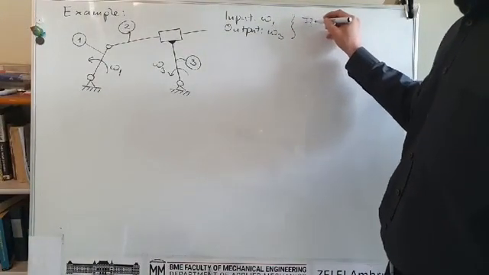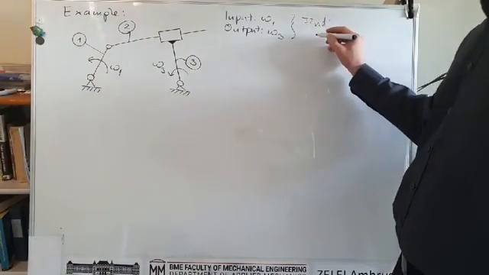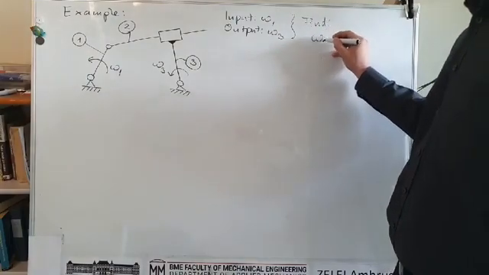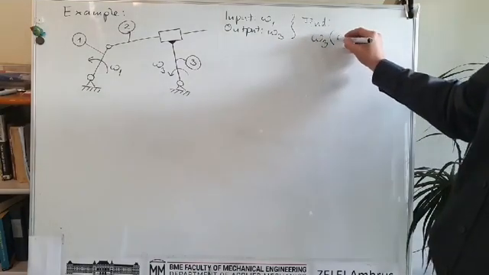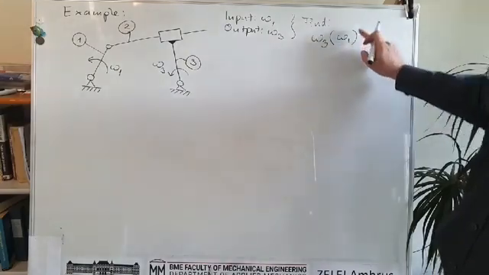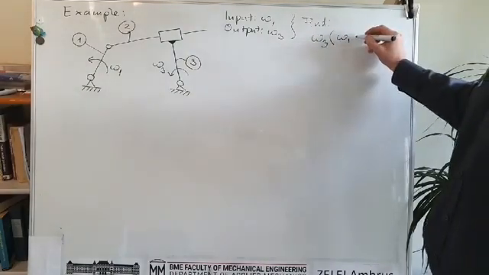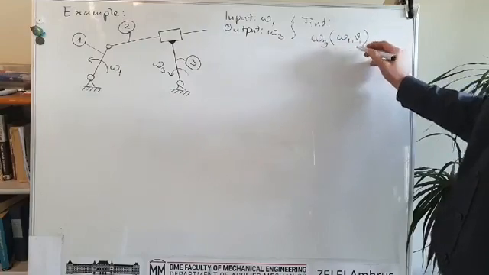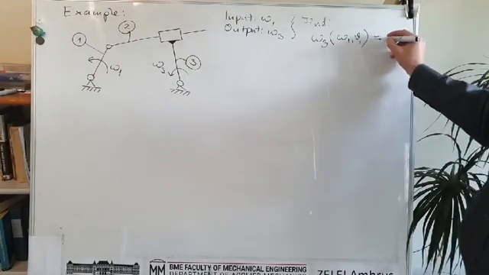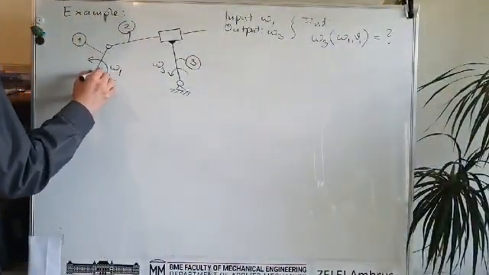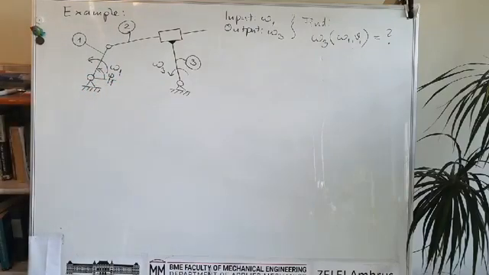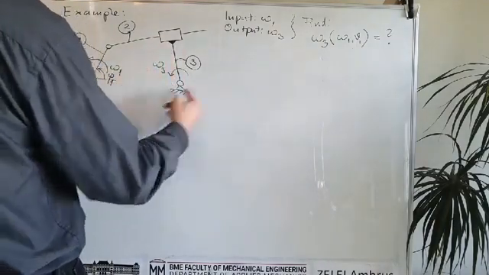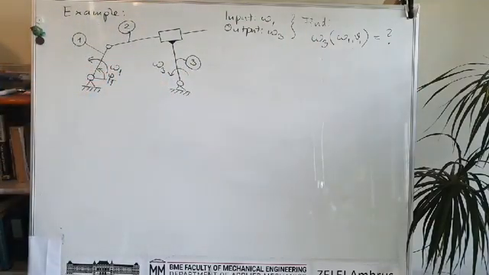Okay, so the question is how to find the output angle or output angular velocity as a function of the input velocity, and also we have to include the input angle. So naturally there is the angle here which is the input angle, and the question is how to find the output angular velocity if these two things are given.